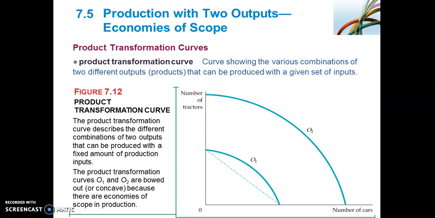However, because the curve is bowed outward, there are economies of scope in production. So there is some benefit to one firm producing both goods, both outputs, jointly. And that is what economies of scope in production entails.